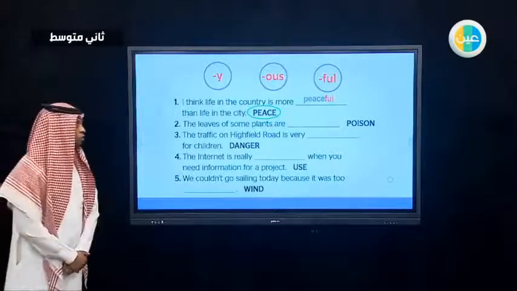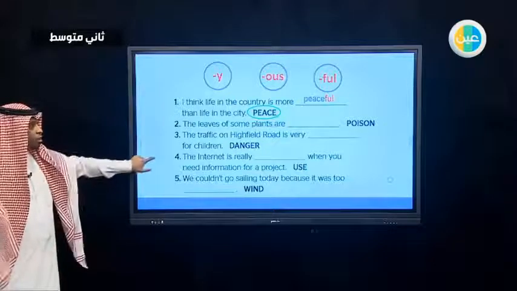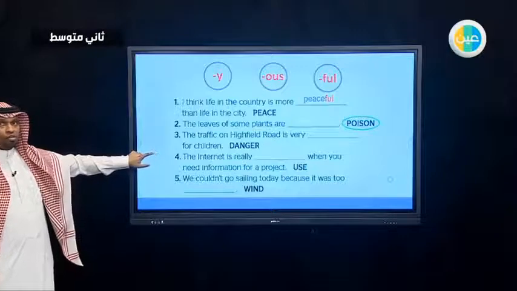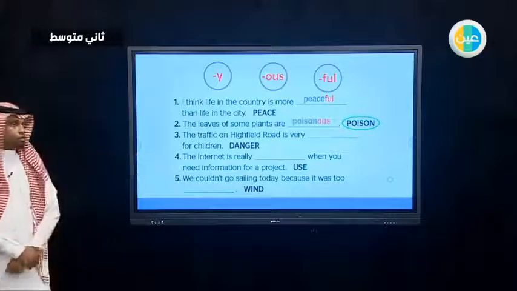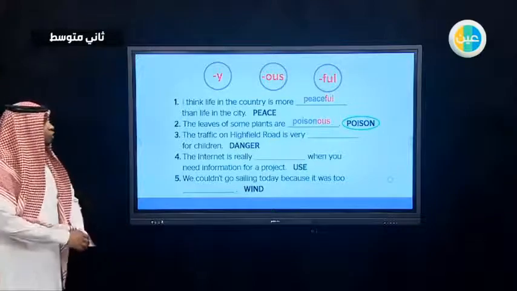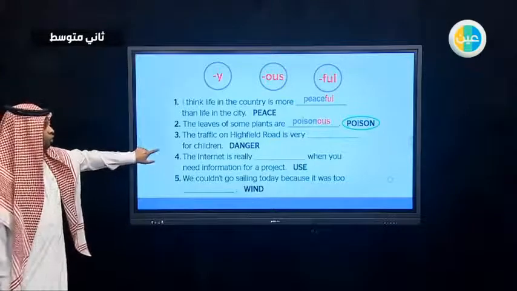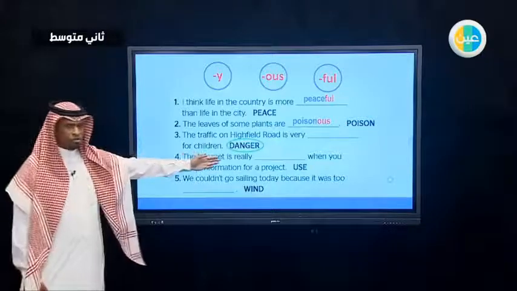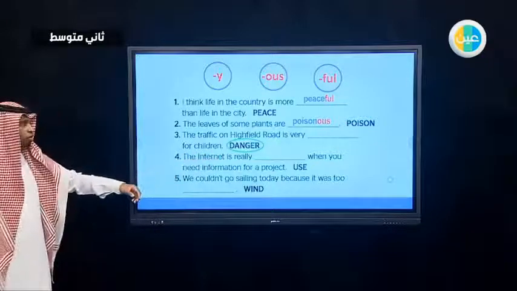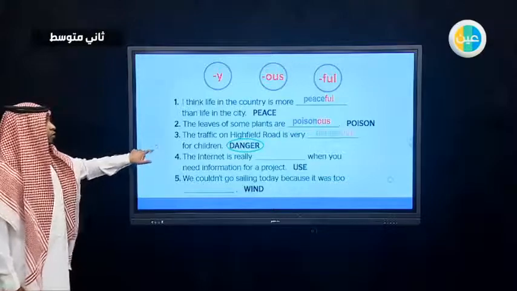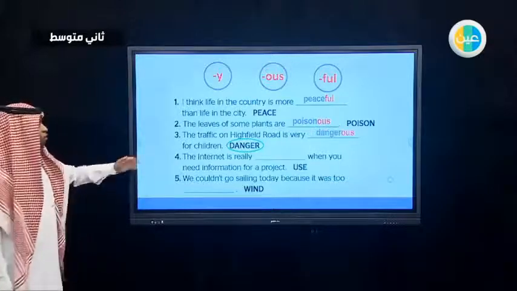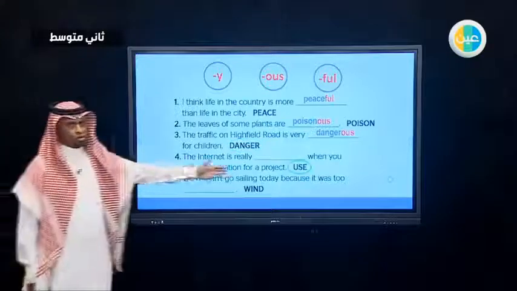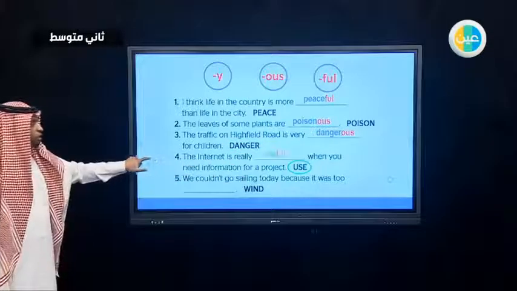The leaves of some plants are poison. How can we change it? Poisonous. Good. Now, the traffic on Highfield Road is very, what do we say? Danger? No. How can we change it into an adjective? Dangerous. Good. Now, the internet is really, how about the word use? How can we change it into an adjective?